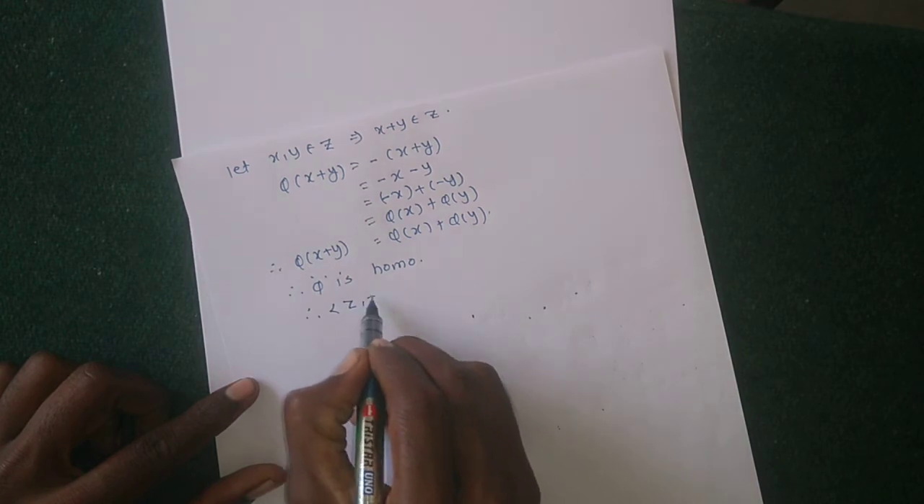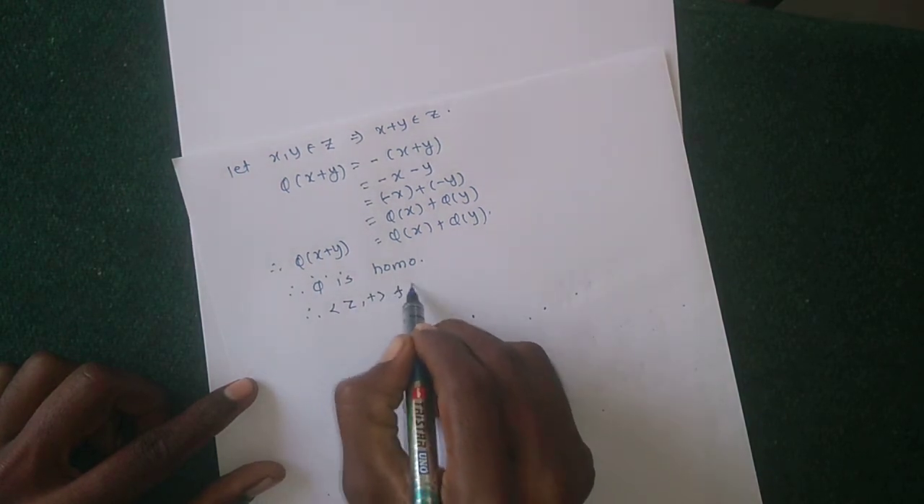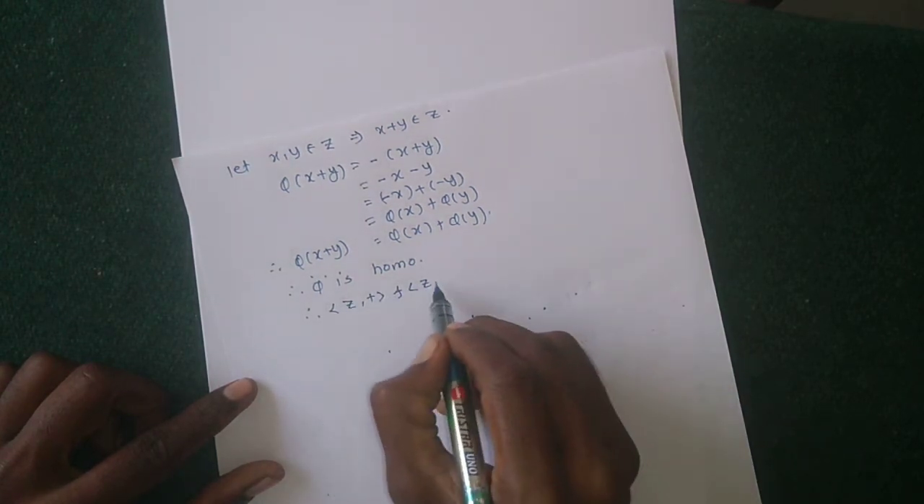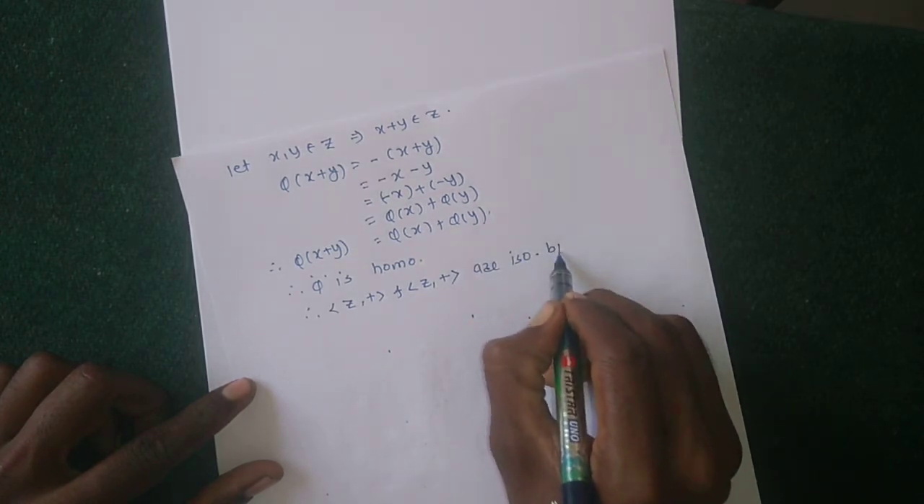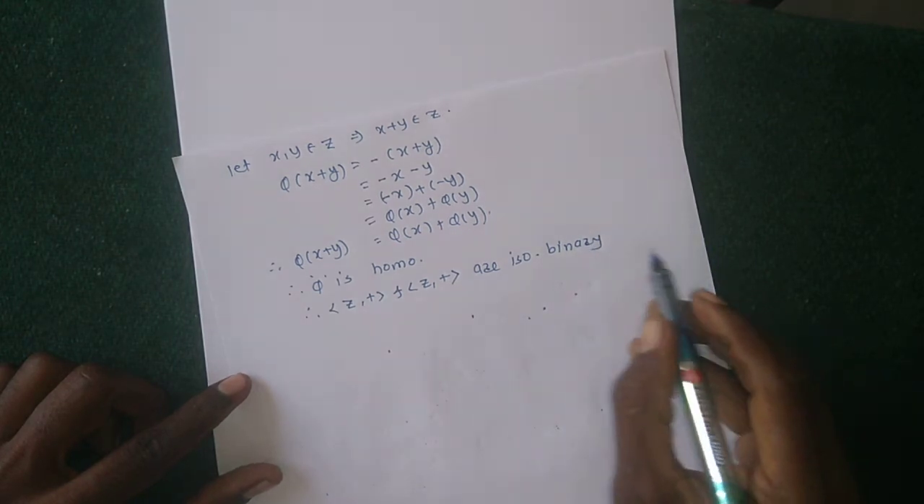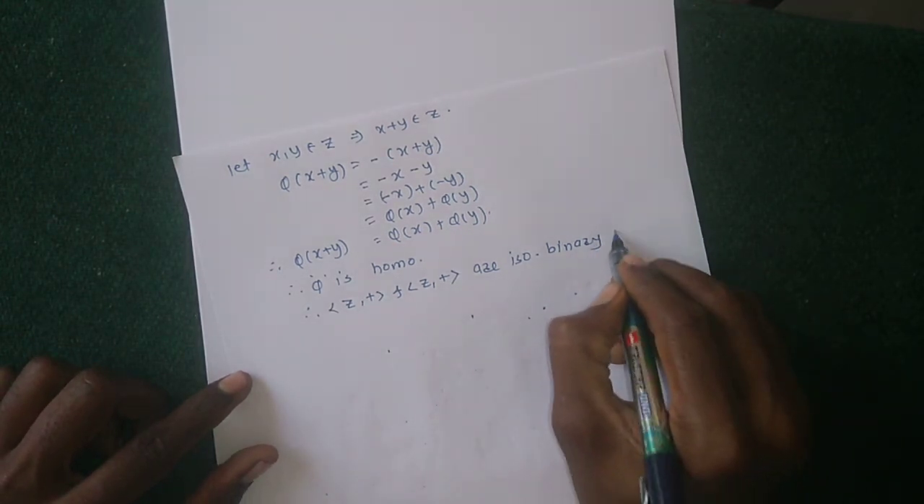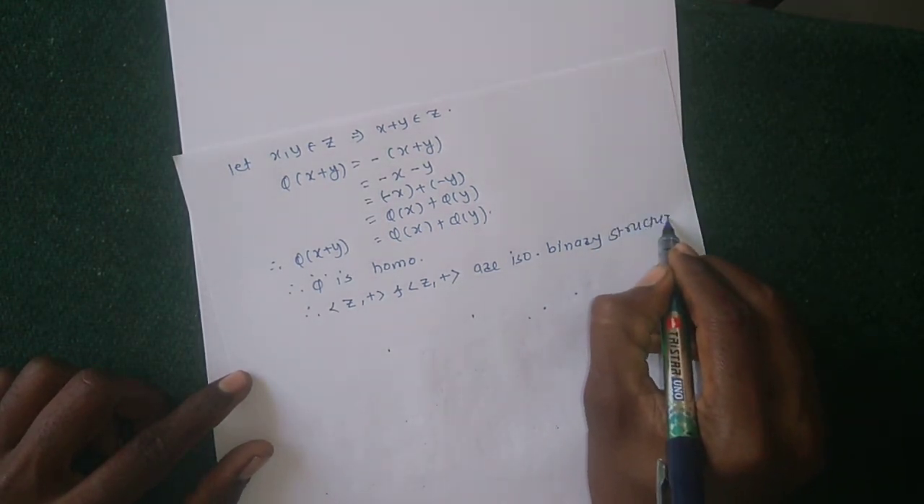Therefore (Z, +) and (Z, +) are isomorphic binary structures.